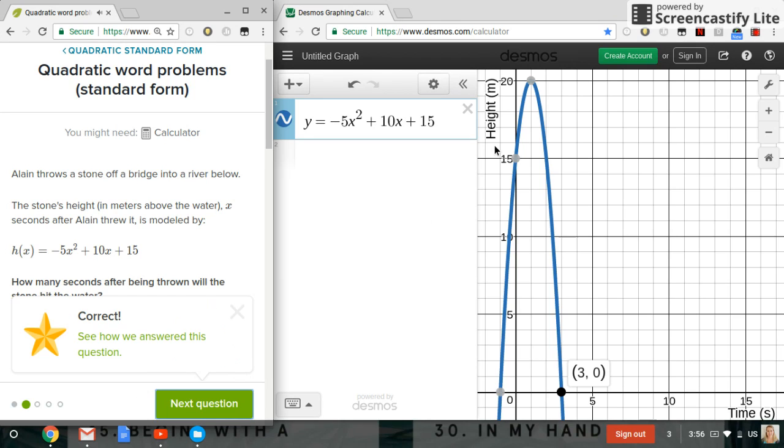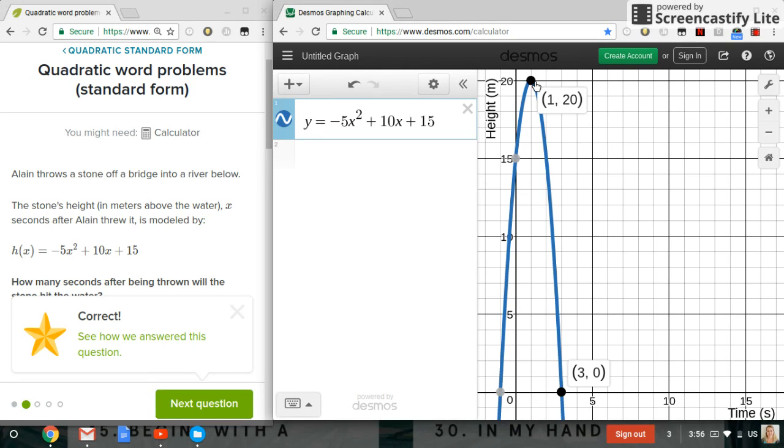And I'm correct. I can also find, for example, the maximum height. In this case, the maximum height would be 20 meters after 1 second. I could also find the height that the stone was thrown from. In this case, that would be 15 meters.